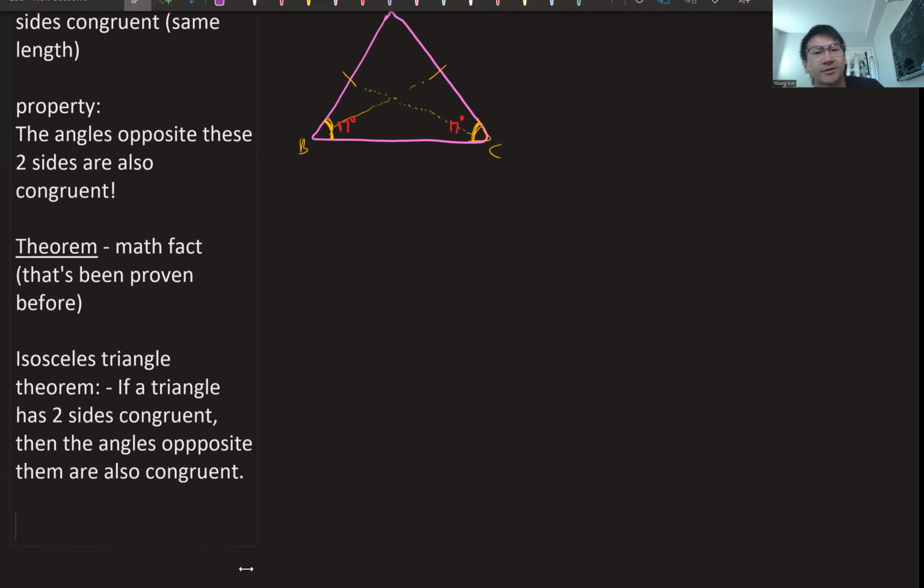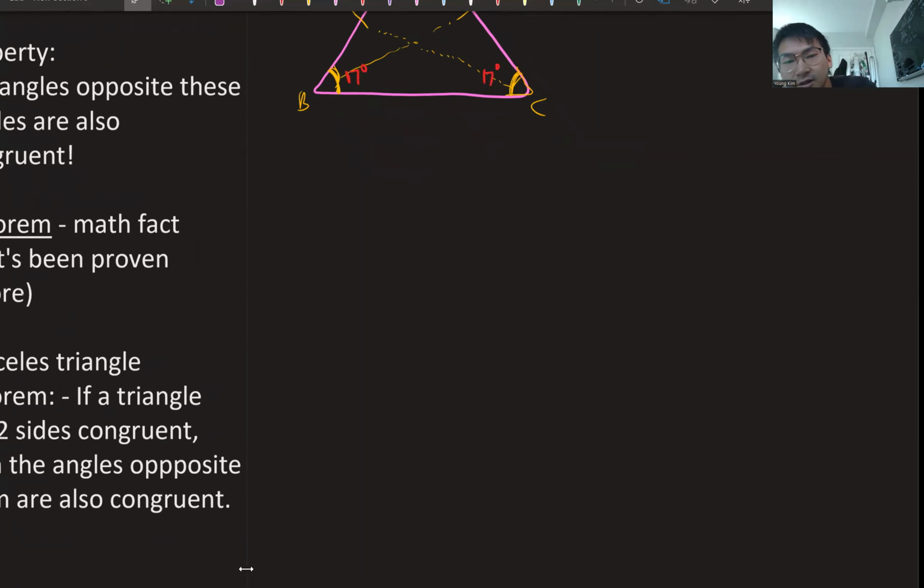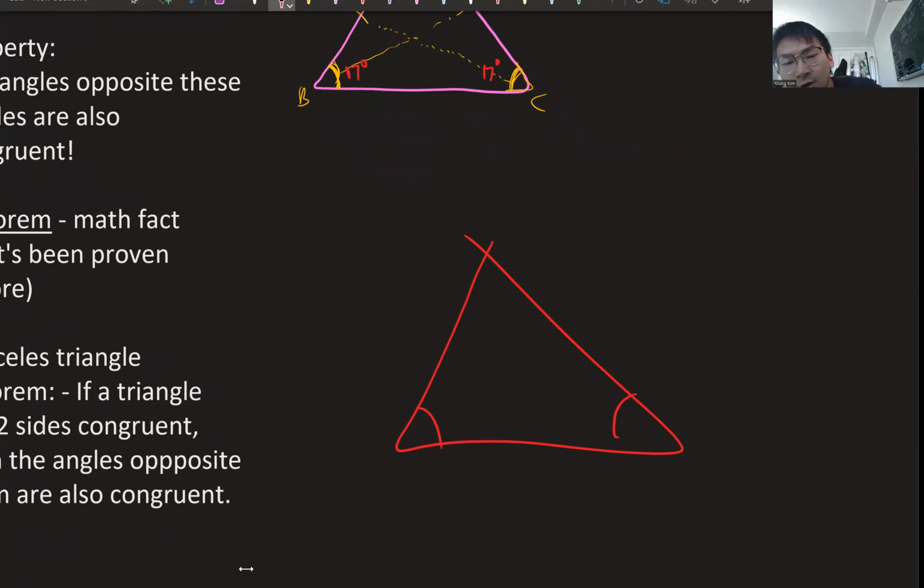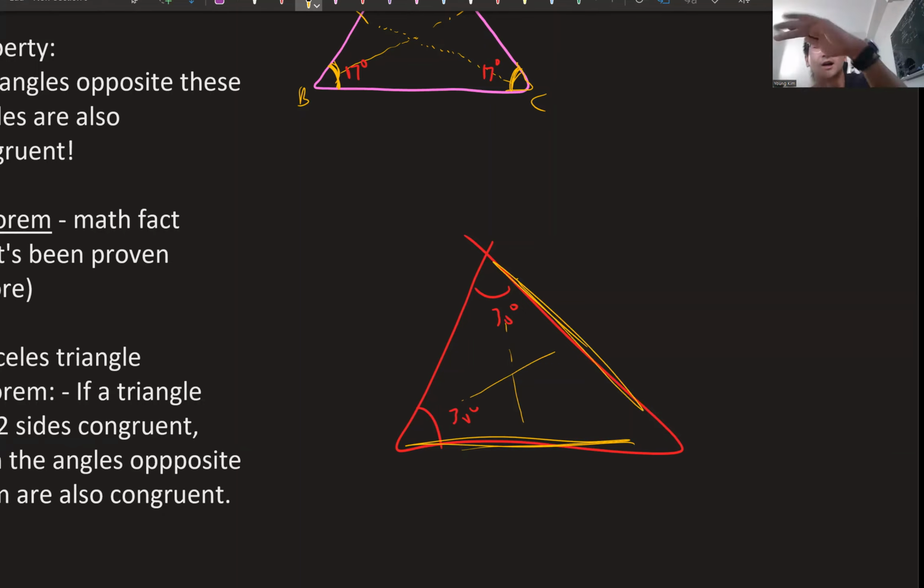Also remember you could be given a triangle like this, and if you know that these angles are congruent, let me change this up, say this is 30 degrees and this is 30 degrees, then following the opposite pair, this side has to be congruent to this side. It's kind of lopsided. So whatever this is, if I say this is X, then this is X.